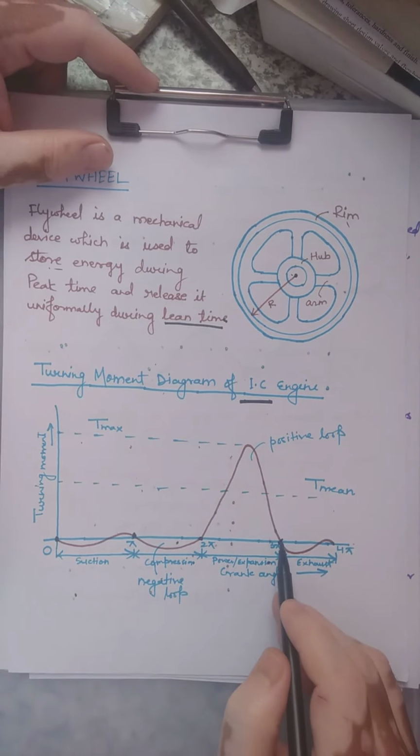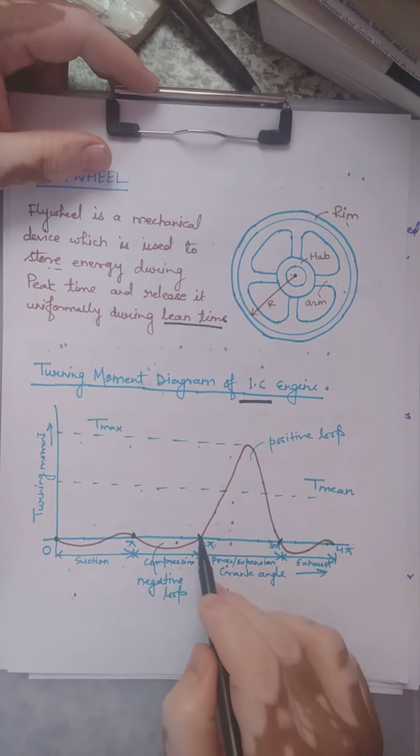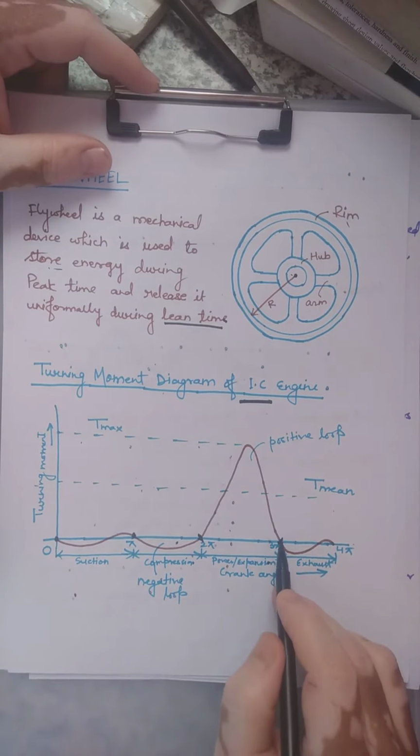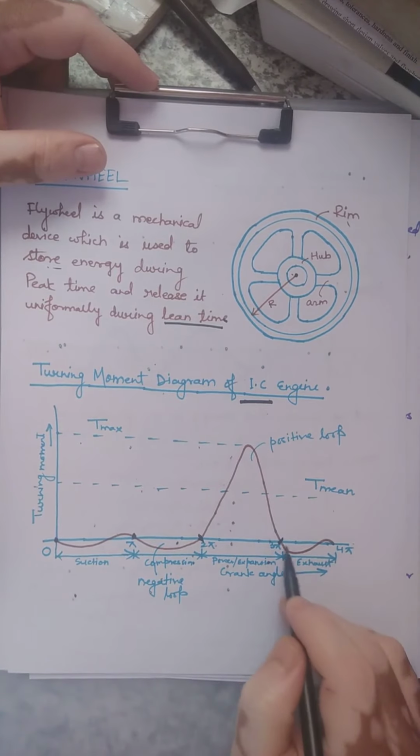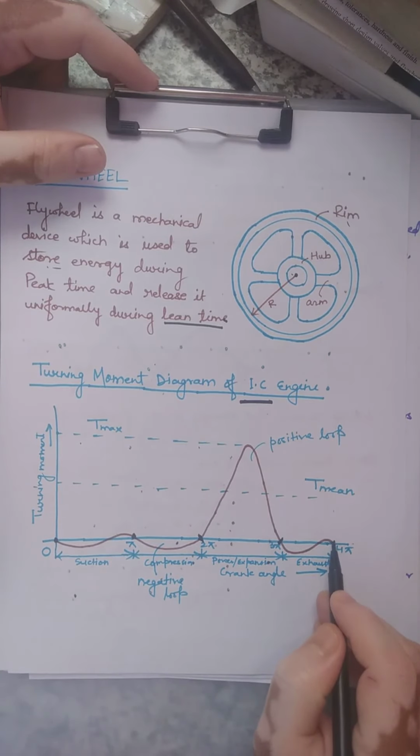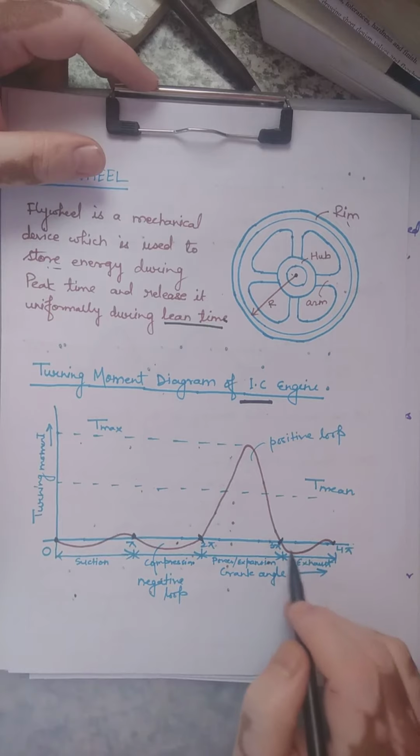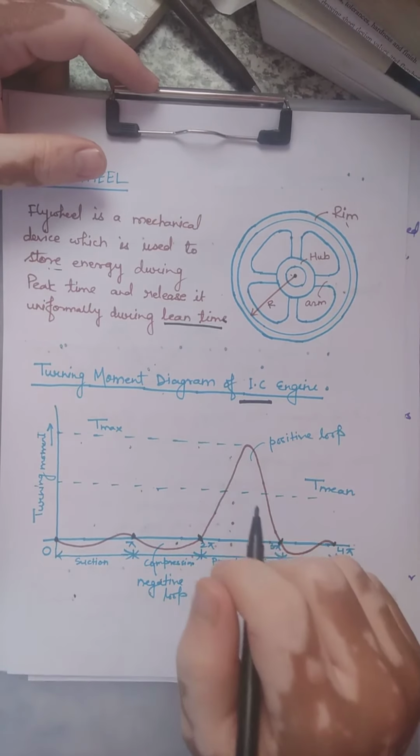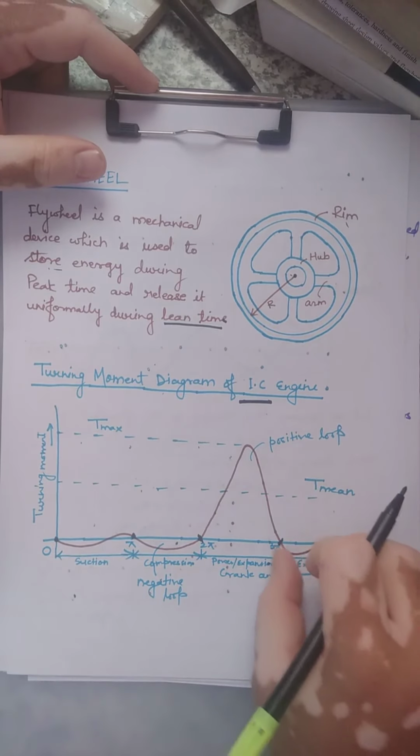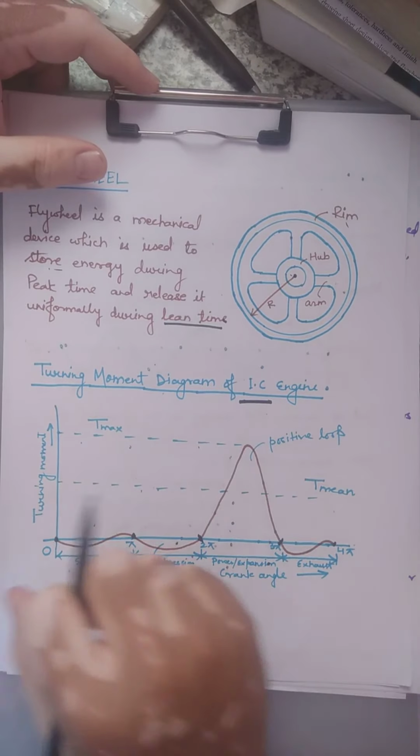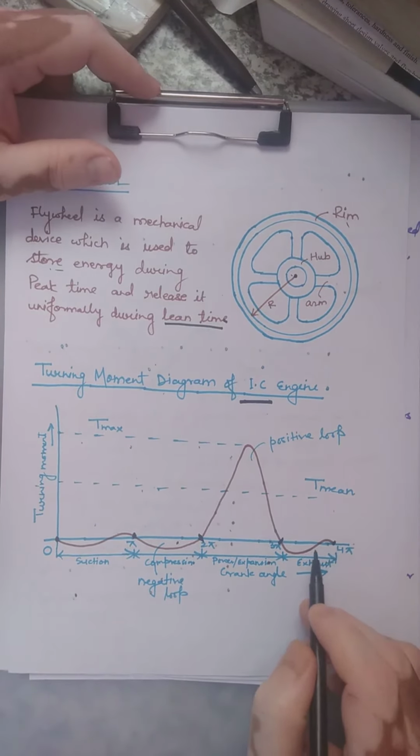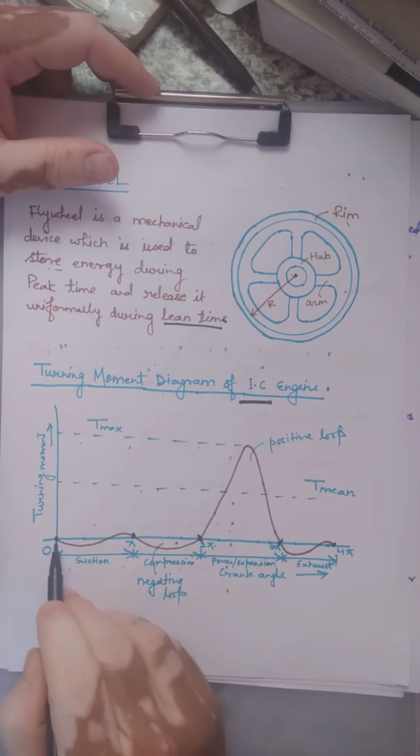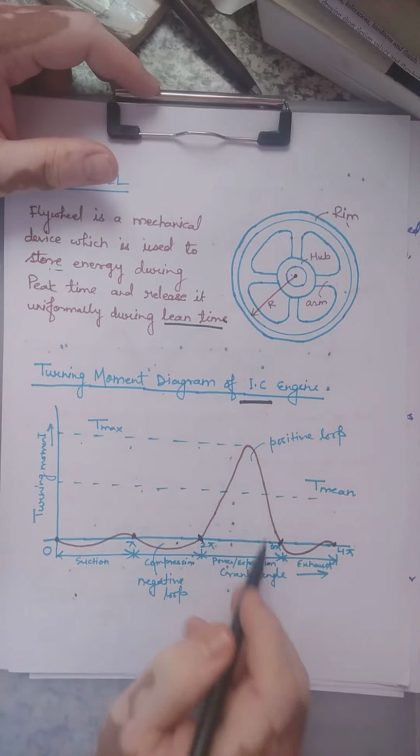And now finally when combustion is over, then it's the exhaust stroke, in which the burnt fuel goes out from the cylinder chamber through the exhaust port. Now this is the common diagram.